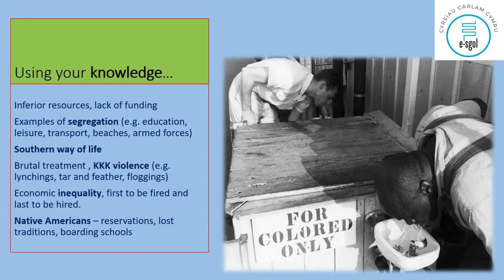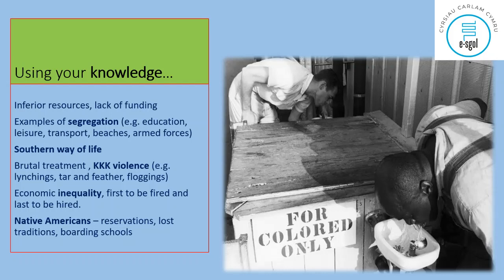And I've added in a few examples here. In this case, there are inferior resources for Black Americans, lack of funding, for example, in the Black American schools, examples of segregation, education, beaches, transport, etc. I also used that phrase, Southern way of life. Now, quite an interesting idea is a number of you, first instance, would have only discussed segregation. You saw that in the source and you expanded on it when you talked about examples of segregation.